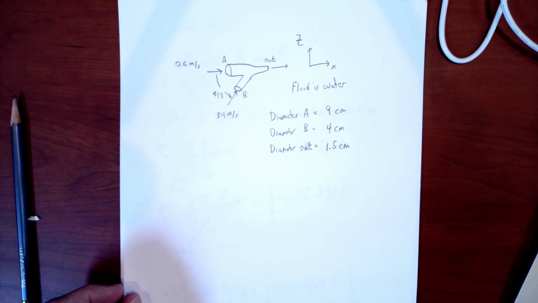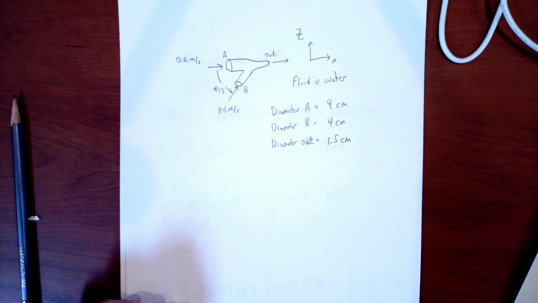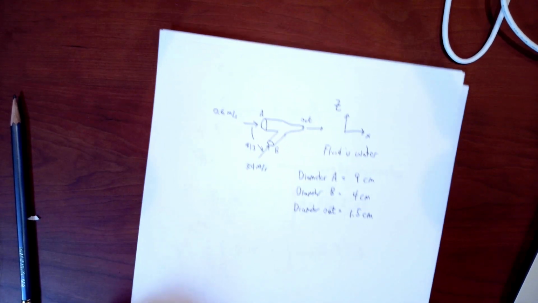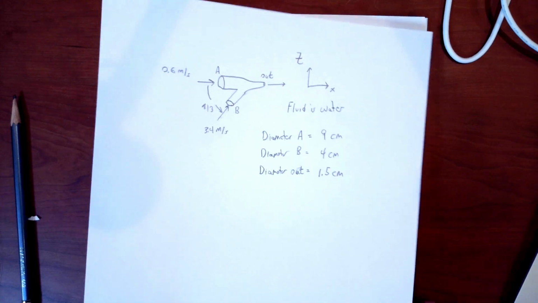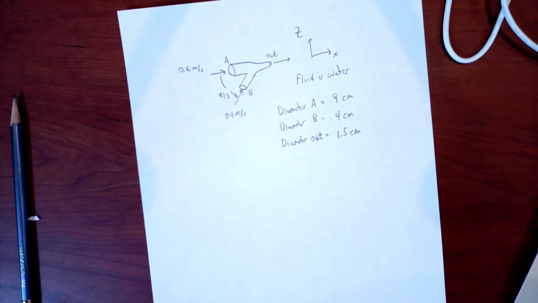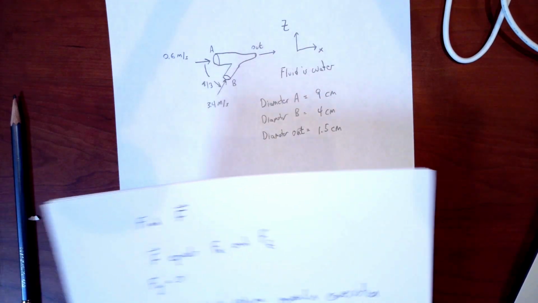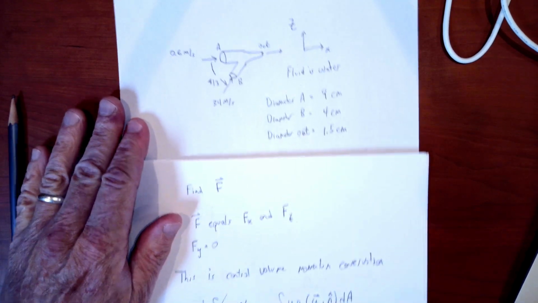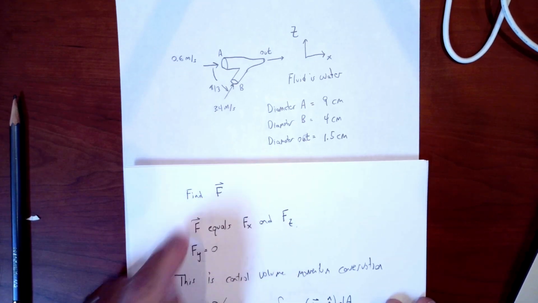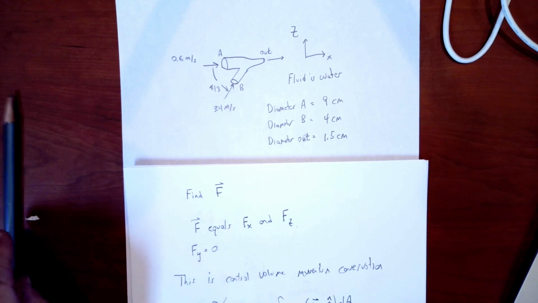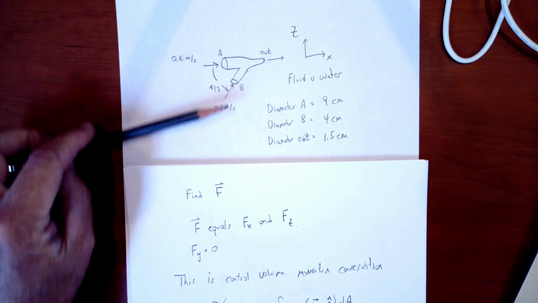Well, this is a force. We're being asked for a force. So that should make you think of the momentum equations. And we're doing control volume analysis. So this is a control volume analysis momentum problem. And we want to find, say, this force F. Force, of course, is going to be a vector. In this case, it clearly is going to have two components.